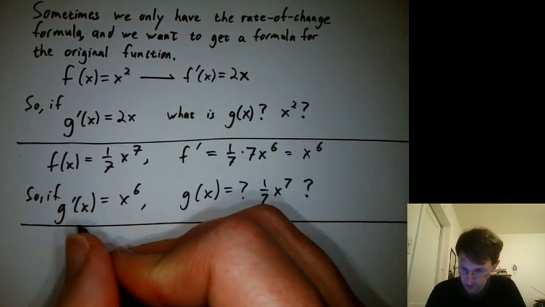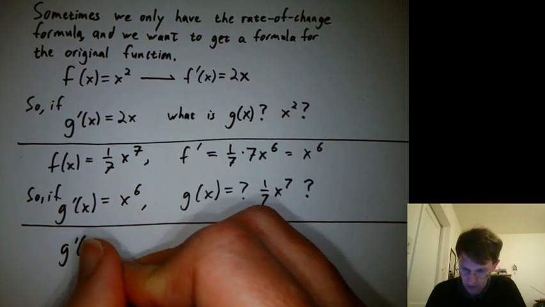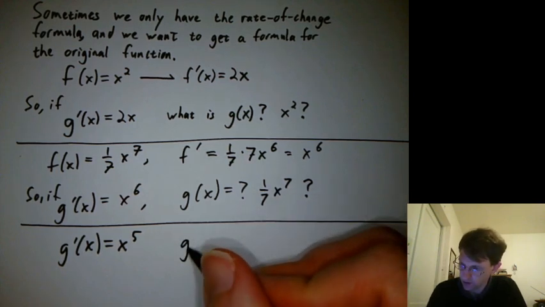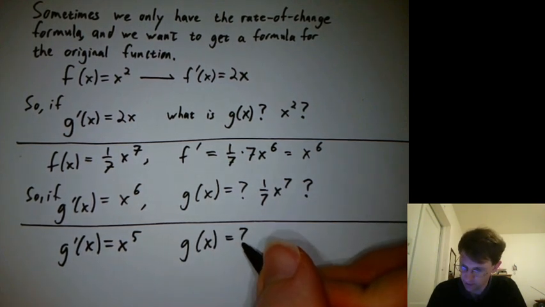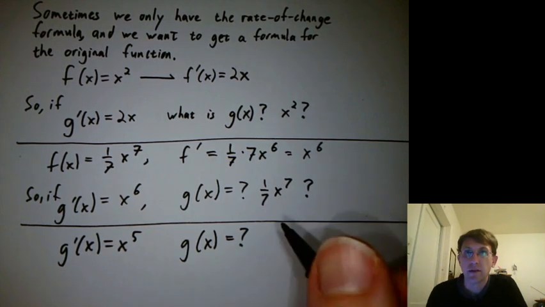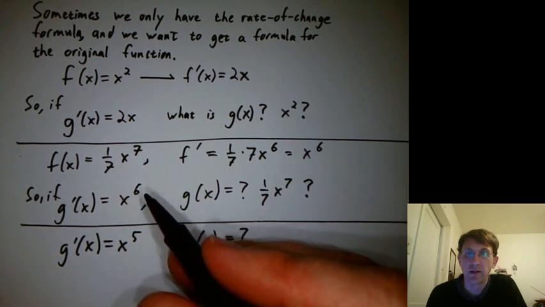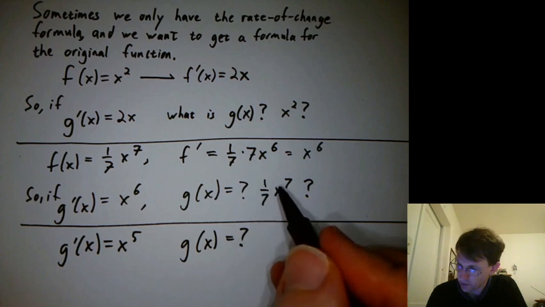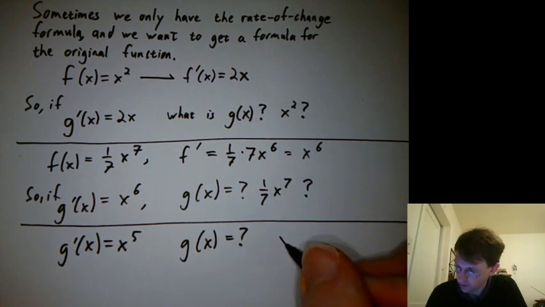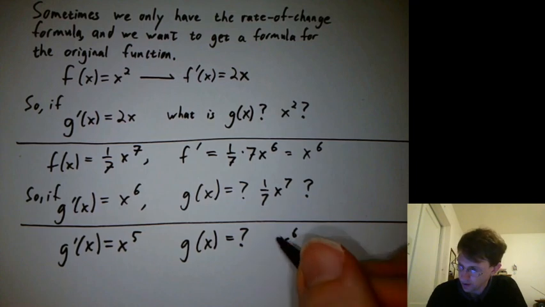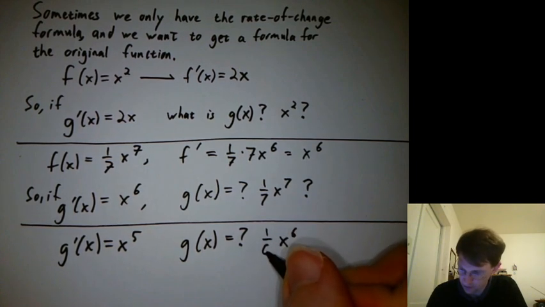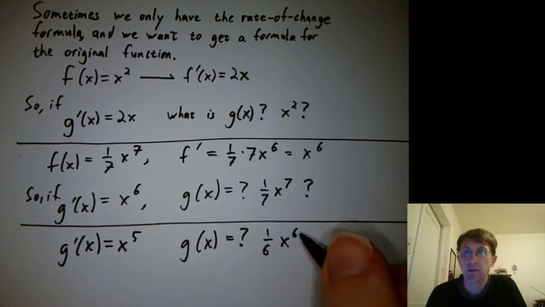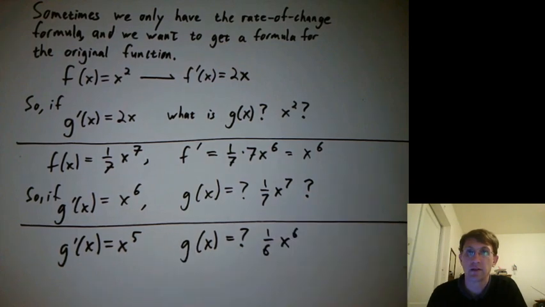So let's make it a little harder. What if g prime of x was equal to x to the 5th? Then what would you say g of x was? Probably noticed just the pattern here. So the 6, when we went backwards with the power rule, became a 7. So we'd probably get x to the 6th there, and then we'd need a 1/6 there. So when we took the derivative, the 1/6 was waiting in ambush for the 6 to come down to cancel and just give us x to the 5th.